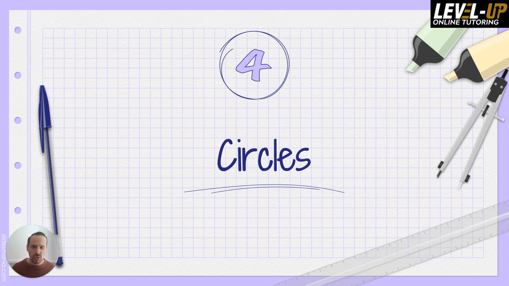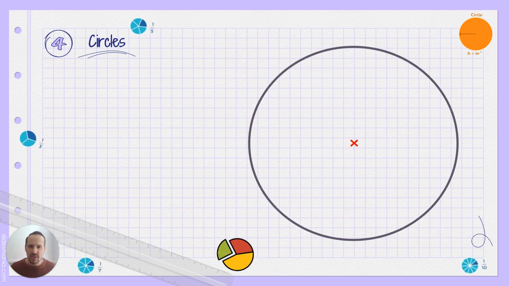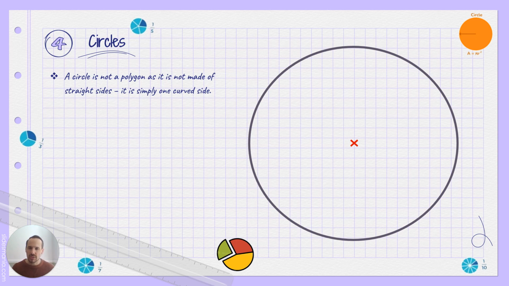So we looked at polygons, all straight-sided shapes. Circle is the first shape we look at really with a curved side. It's the simplest curved shape you can get, where you've just got a single point, and we're drawing basically all the points that are some constant distance away from that. A circle is not a polygon because polygons are made up of straight sides. This is just one continuous curved side.